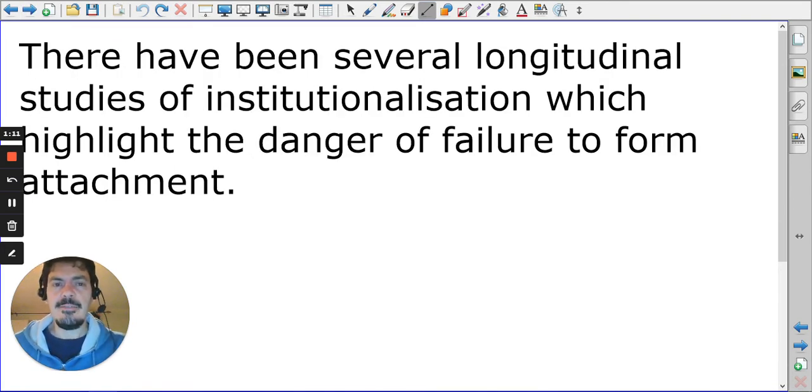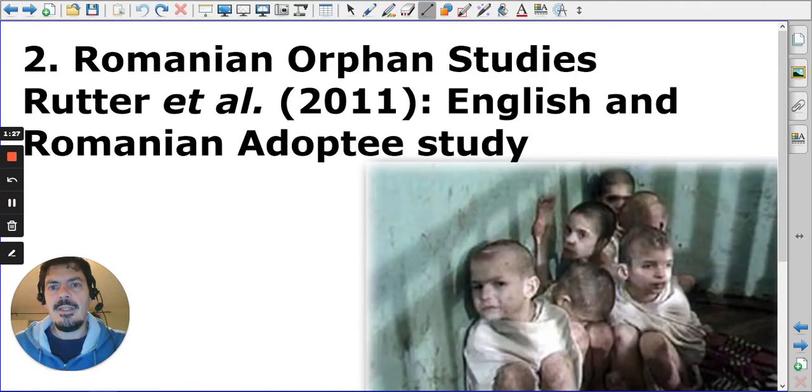There have been several studies that have actually looked at children in institutions or children's homes, and we're going to look at a couple of them, and most of them highlight the danger of failing to form attachment. So let's look at the Romanian orphan studies.